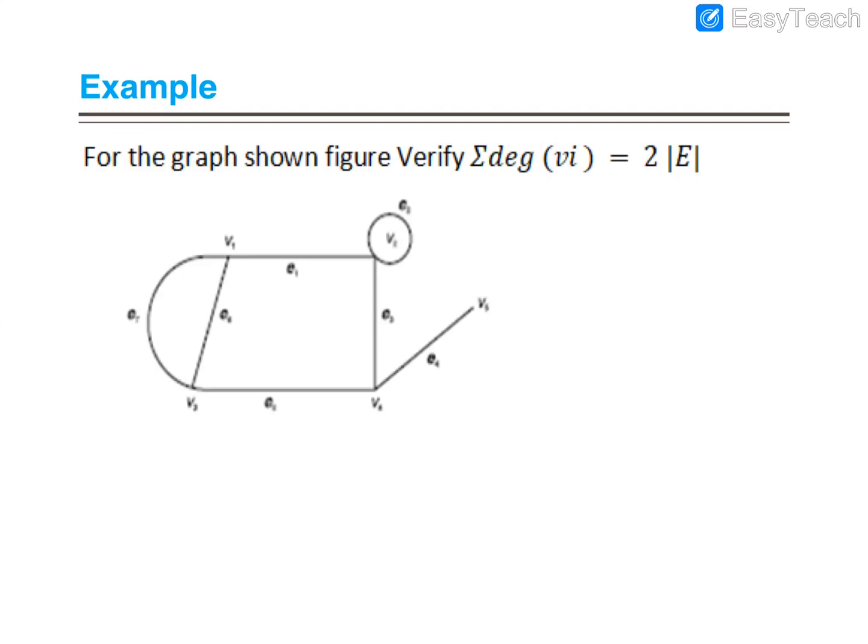So here the degree of vertex V1 is 3 because it is incident to 3 edges. Therefore here degree of V1 is 3. Now degree of V2 is 4 because the loop at V2 is counted twice. Therefore the loop's degree is counted twice plus the other 2 incident edges at vertex V2. Therefore total degree of vertex V2 is 4.